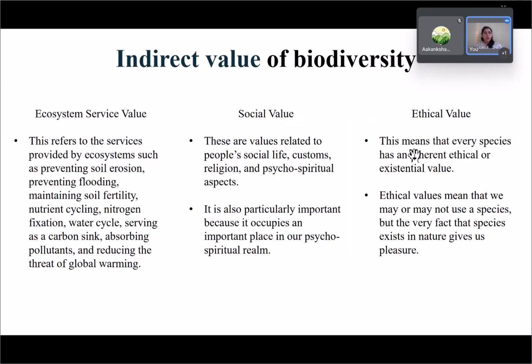So now, after that, you have indirect value. Direct use was all of them. But indirect is, of course, you are using, but not in this manner where you are extracting the information. So what are you still doing? You are looking into the ecosystem service. So all this, having a tree, what does it do? It prevents soil erosion, flooding, soil fertility, nutrient cycling, nitrogen fixation, all these different methods.